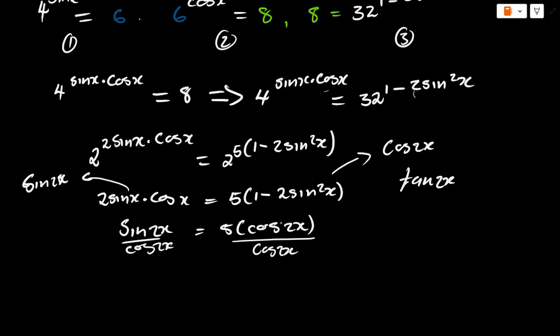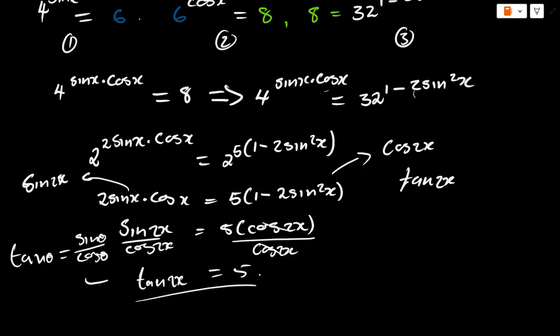Right. What happens to this side? These two cancel. We're only left with 5. And what happens to this? We remember that this becomes tan 2x. That's because tan of theta is equal to sine of theta over cos of theta. Yeah? So tan 2x is equal to 5. And that's your final answer.